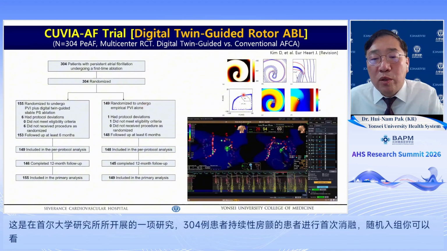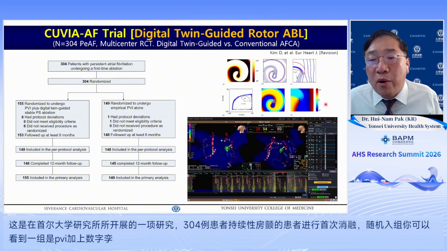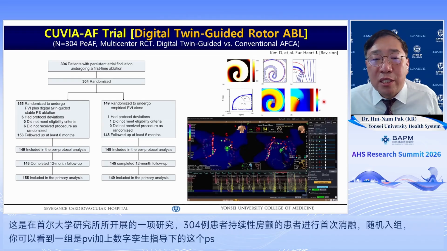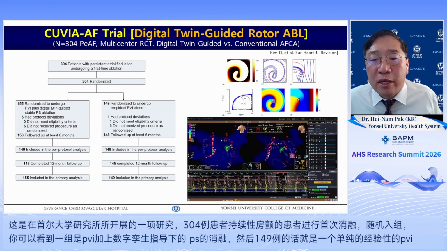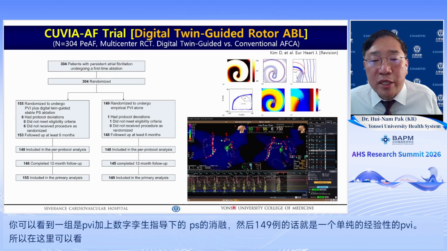And the stable rotor was defined as a phase singular point that remained within a 1 centimeter diameter for longer than 2 seconds. And this is the ablation targeting the stable phase singular point, which was projected onto the real-time 3D NavX map.